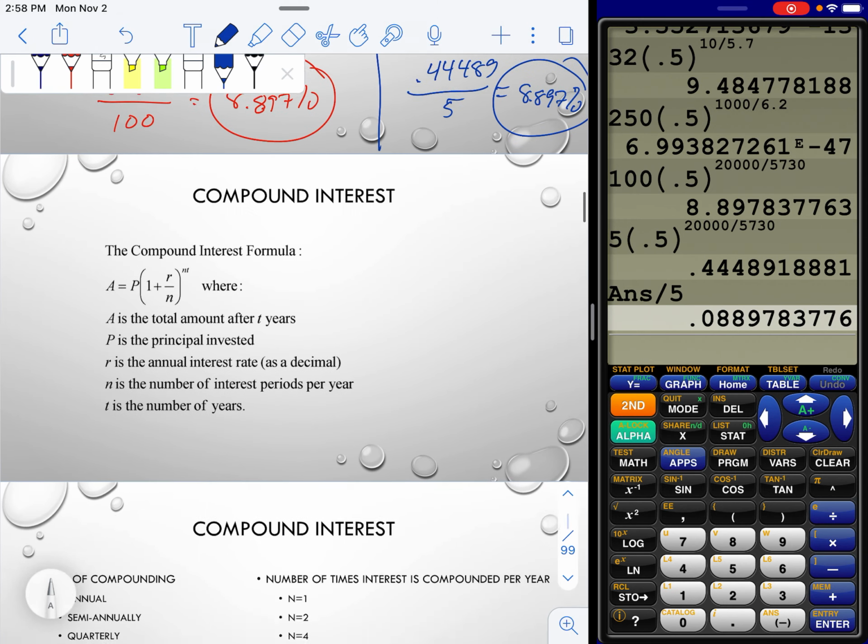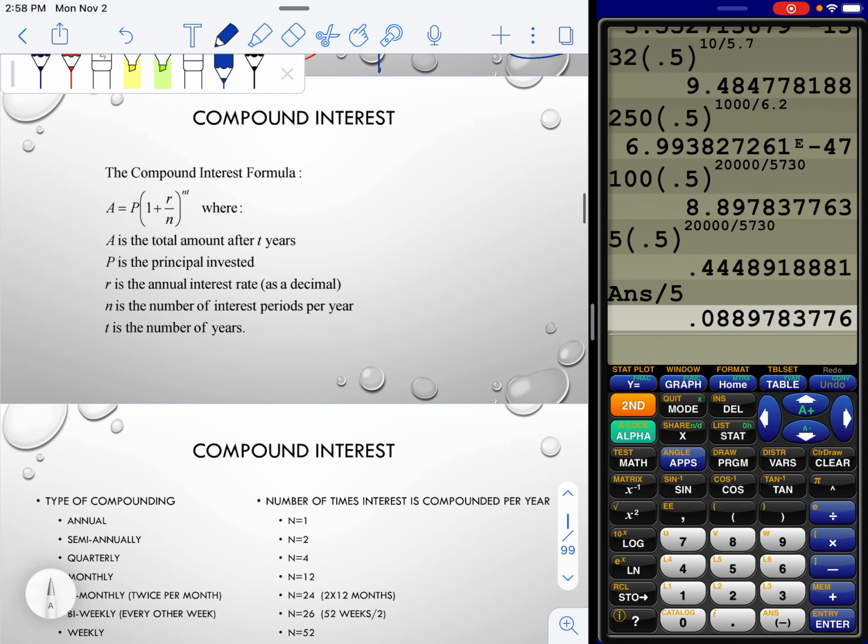Now the next one. If anyone plans on having any money in the future, you're probably going to invest it. And when you invest it in a bank or stocks and bonds or whatever, you're going to earn interest on your money. That's essentially free money. So here's the interest formula.